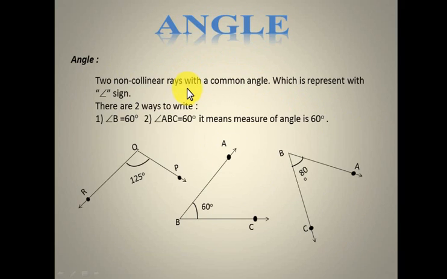Now let's start with angle. What is an angle? An angle means two non-collinear rays with a common point. It means when two rays meet each other, they make an angle, wherever the two rays meet. For example, if both elbows of your hands meet each other, they are also making an angle. It is an acute angle. We can't extend it up to more, so it can't be an obtuse angle or a right angle. What are they? We will go further in depth.